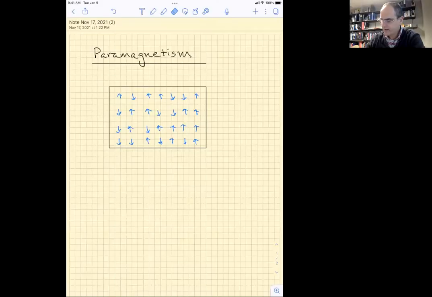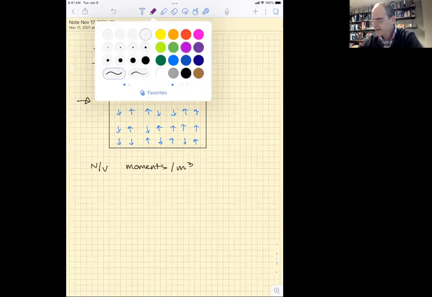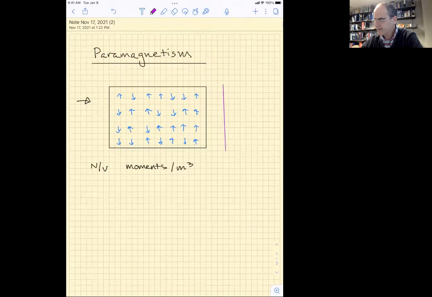So here's our material that contains N over V magnetic moments per unit volume. Okay. If we're at finite temperature and there's no magnetic field, then they'll be randomly oriented. But if we add a magnetic field, then we expect that they'll tend to order. Okay. And the result will be a trade-off between the thermal effect and the effect of the magnetic field.